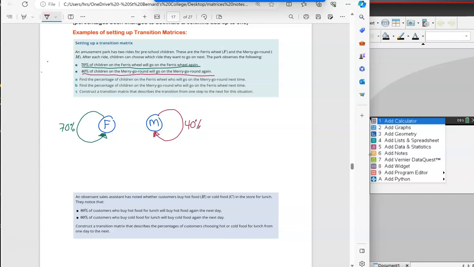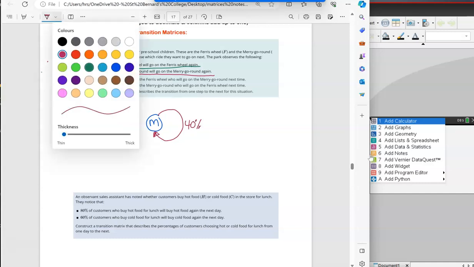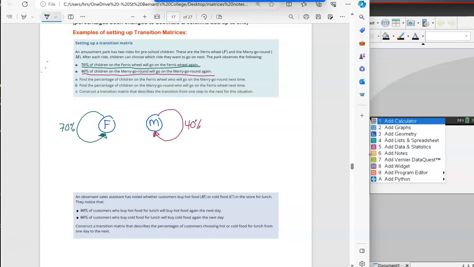Okay. So let's just go back to the Ferris one. If 70% went back on the Ferris wheel, how many didn't go on the Ferris wheel? 30. Good. So that means we know 30 went that way. So we write 30%. Then if we had 40% staying at the merry-go-round, how much is left of the ones at the merry-go-round? 60. So we would draw out there that 60% were going.